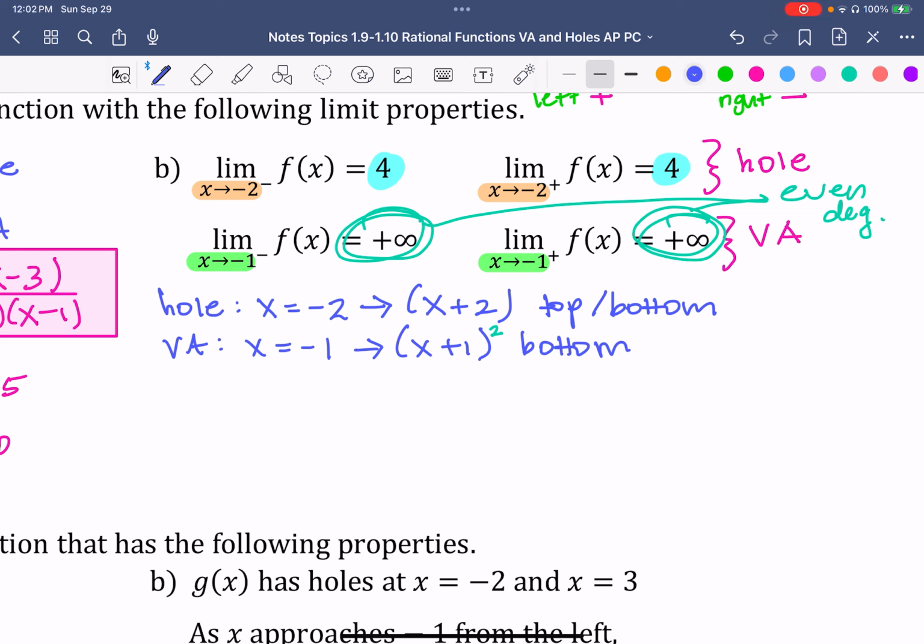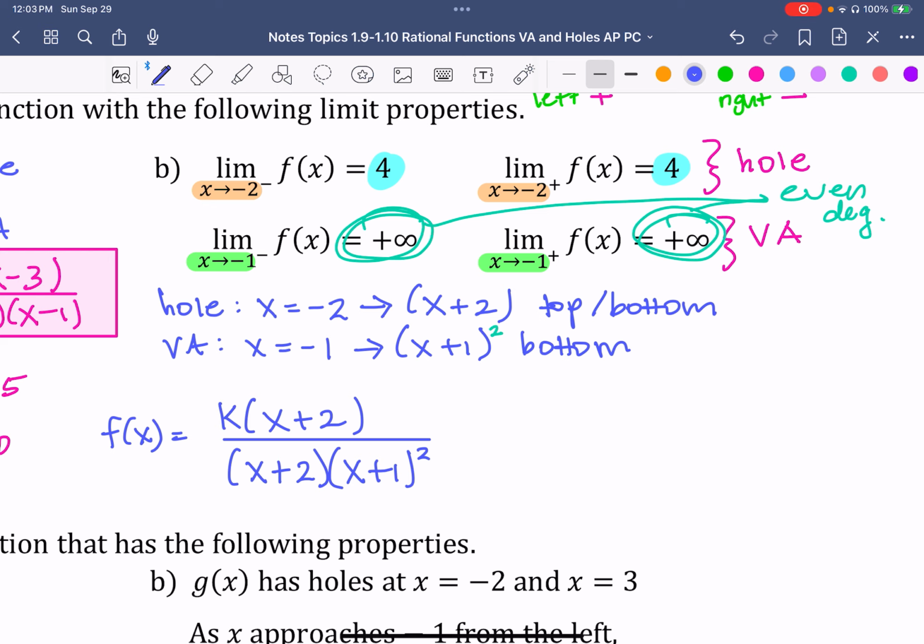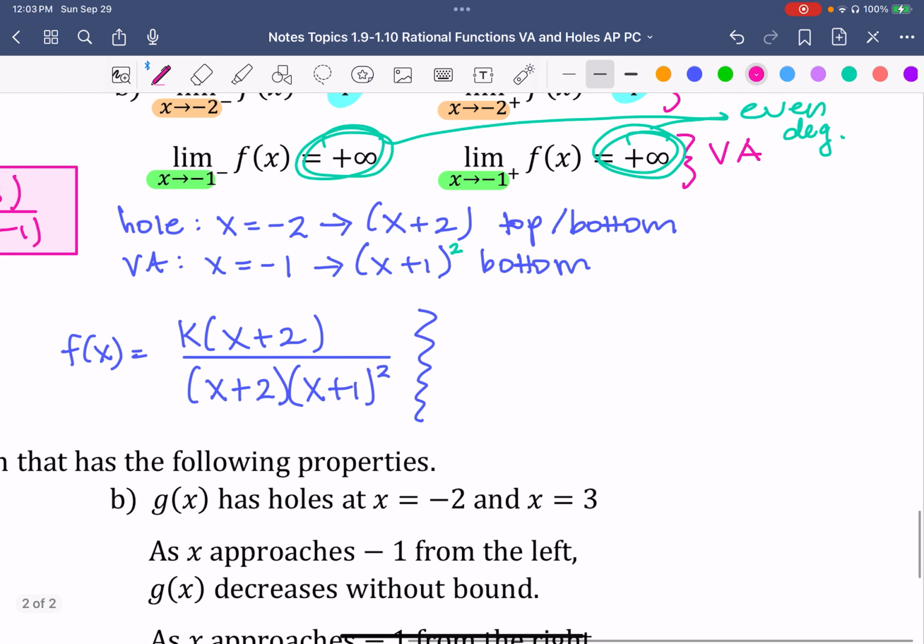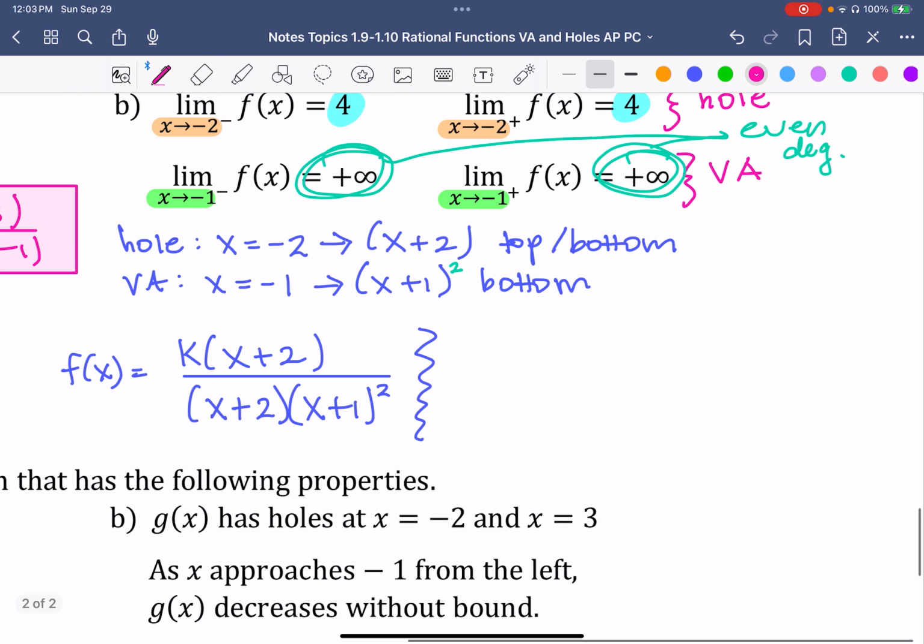Now if I were to put this together, we would have f of x equals, and then in the numerator, we need to have x plus 2. We also need x plus 2 in the denominator, and then an x plus 1 squared. Now don't forget that there is something getting multiplied outside, and I'm going to use k as a placeholder, and we'll come back and solve for k. So if I cancel out the hole, I would just have k divided by x plus 1 squared.